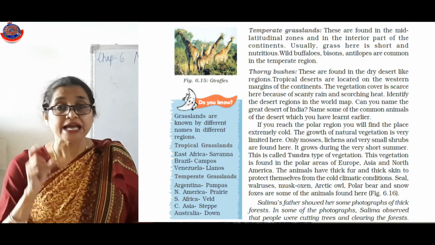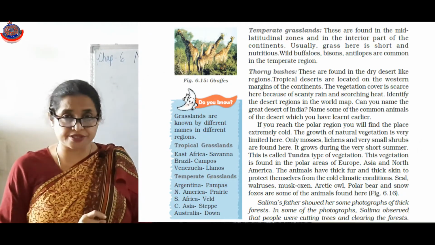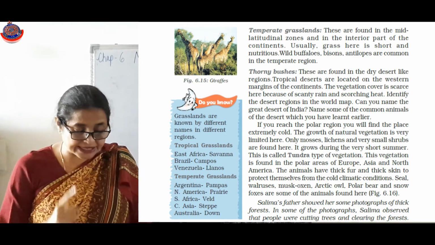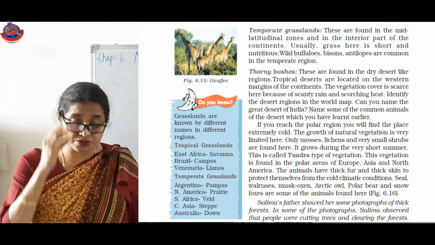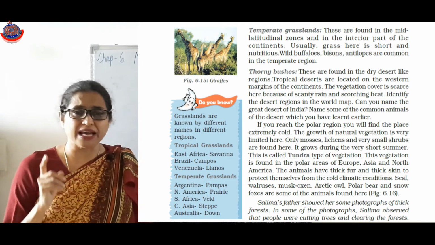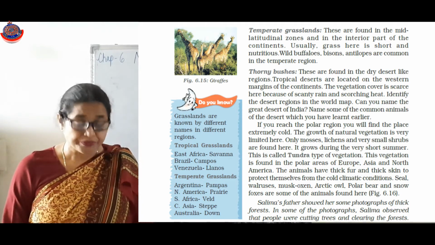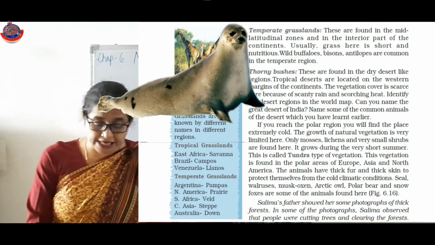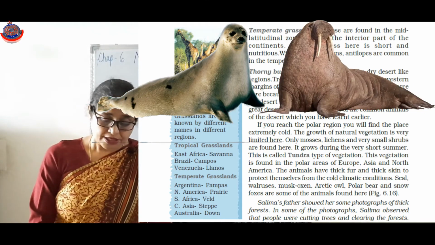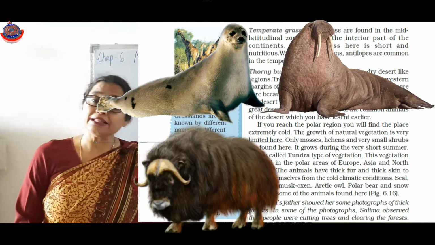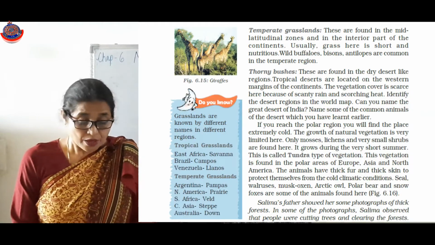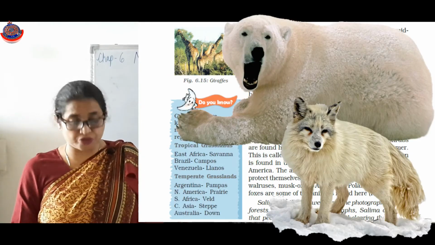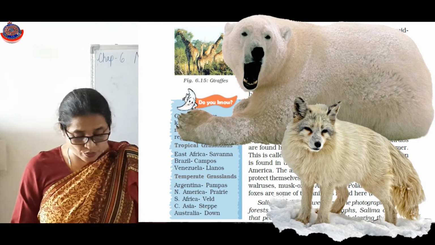The animals have certain features. Number one, thick fur and thick skin to protect themselves from the cold climatic conditions. Now, various kinds of animals found here are the seal, the walrus, the musk oxen and the Arctic owl. Polar bear and snow foxes are some of the common animals found here.